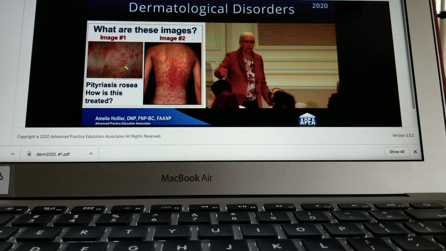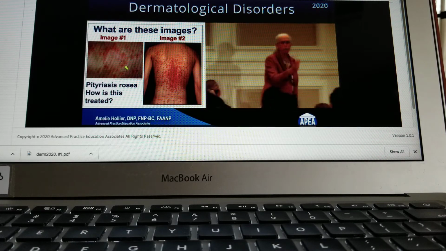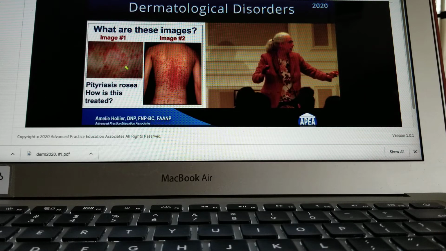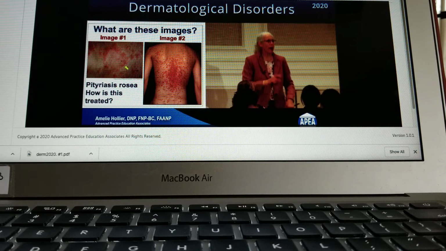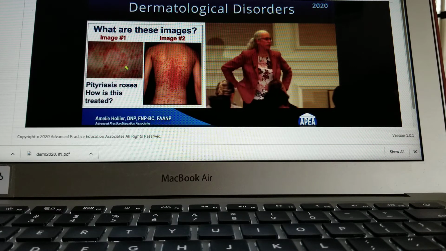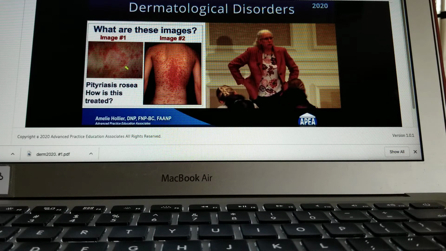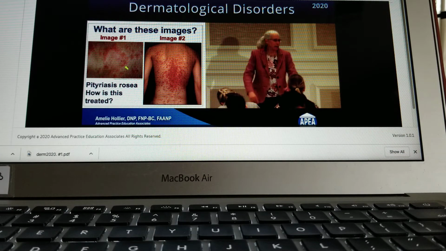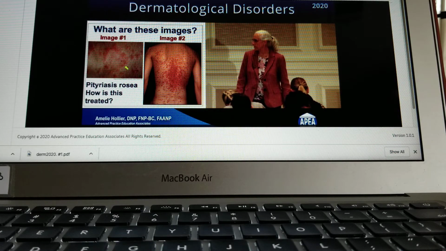But Herald patch, Christmas tree pattern rash, you have to be thinking about pityriasis rosea. Does everybody have those words in their brain? All right, very good. So how do we treat pityriasis rosea? We let it run its course. If people itch, we could give them antihistamines. But honestly, pityriasis rosea is going to run its course. All right, everybody on it.